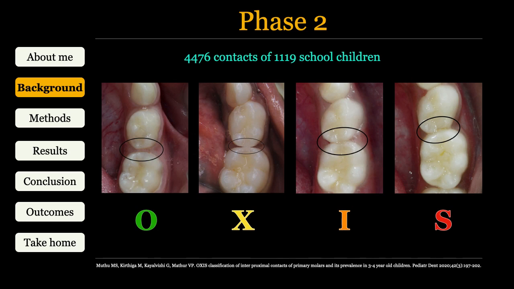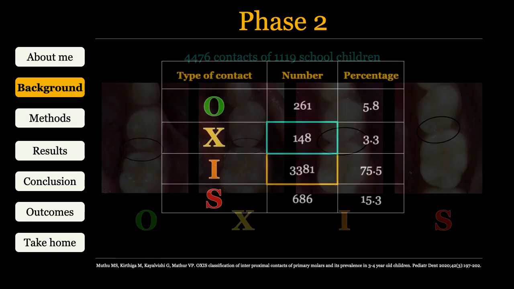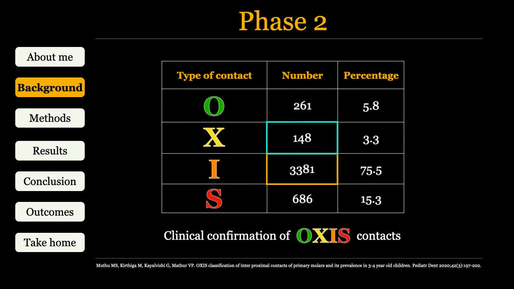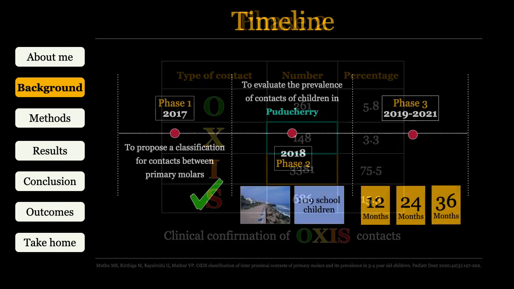Depicting to you the clinical images of the 4 types of contacts: O contact, X contact or the point contact, I or the straight contact, and S or the curved contact. As you can see, on the prevalence of the OXIS contacts, the most common contact was the I contact, which was present 75.5% of the times, and the least common was the X contact, which was present 3.3% of the times. Hence, at the end of this phase, we confirmed OXIS contacts clinically.